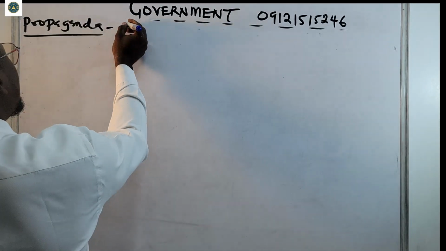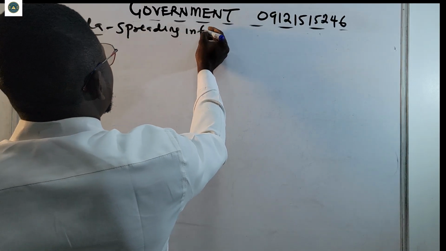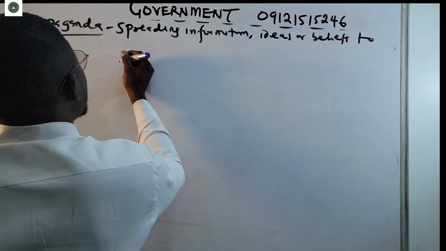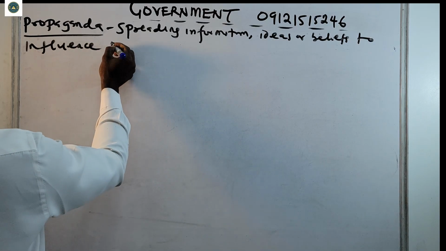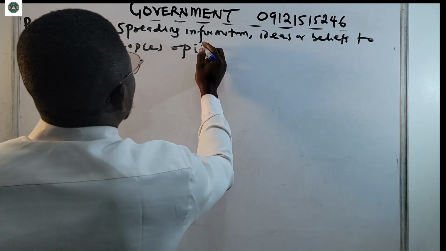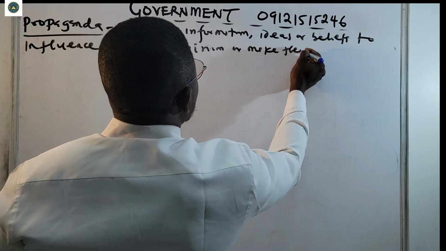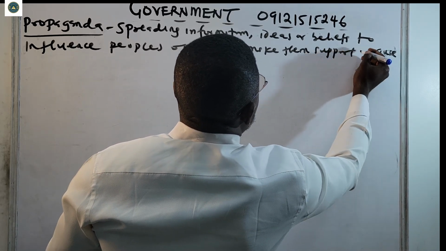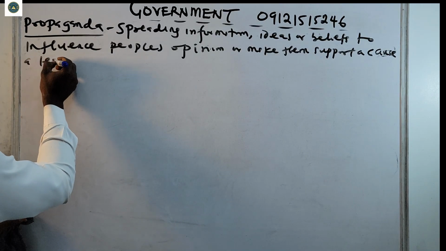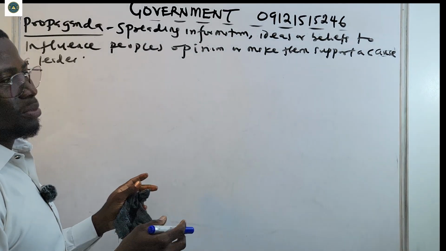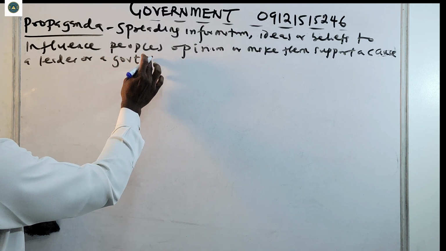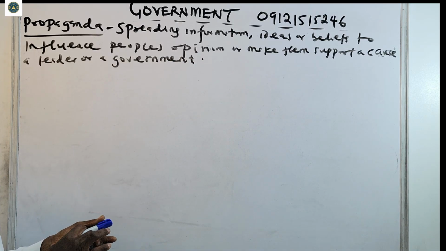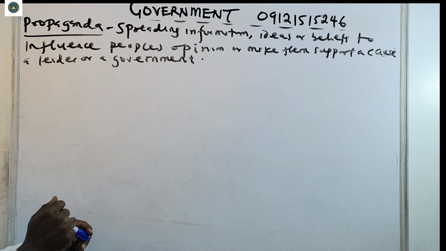So that is what propaganda is. We say propaganda is spreading information, ideas or beliefs to influence people's opinion, or make them support a cause, a leader, or maybe a government. So that is what propaganda is: spreading information, ideas, or beliefs to influence people's opinion or make them support a cause, a leader, or what?